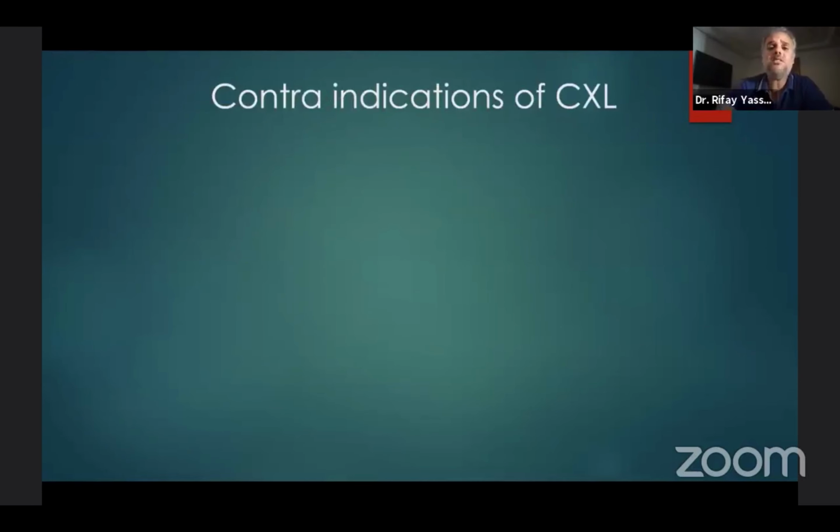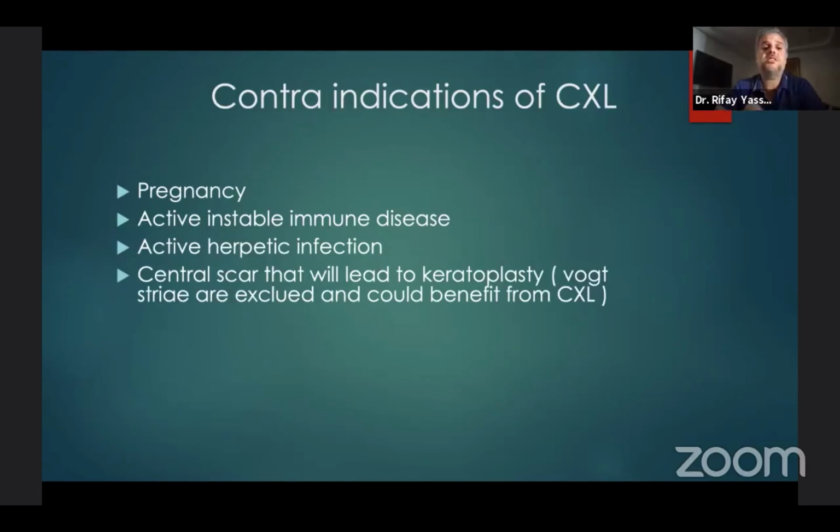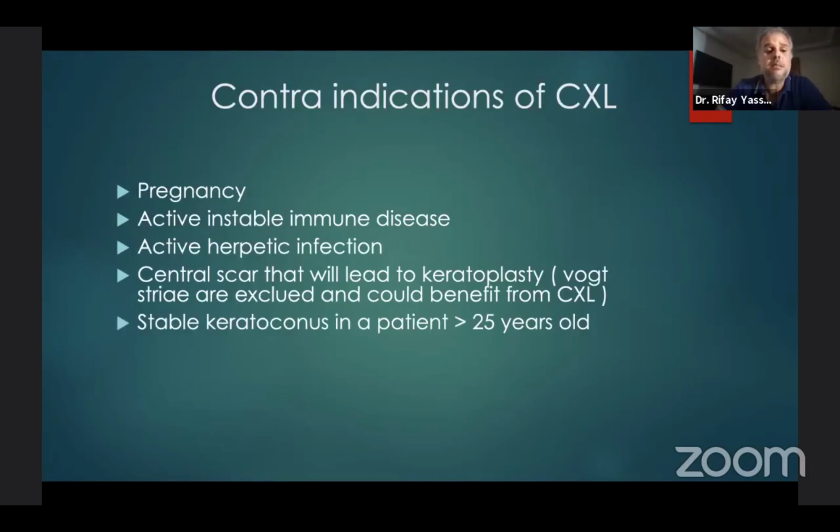What are the contraindications of cross-linking? We have pregnancy, active unstable immune disease, active herpetic infection, and a big central scar that will lead to keratoplasty, so no need to do cross-linking because you will go to keratoplasty. But VOGT striae are excluded, and you can do cross-linking with VOGT striae because you can follow with a conservative treatment like contactology or conservative surgery.